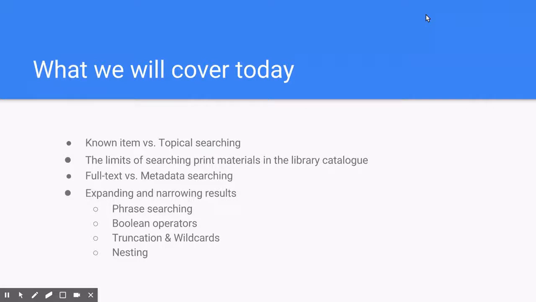What we're going to learn today, we're going to make the distinction between known item versus topical searching because what you're searching for sometimes dictates how you search for it. We're going to discuss briefly the limits of searching for print materials, particularly in the library catalog. You'll get the distinction of full text searching versus metadata searching. And most of what we will be spending our time on will be expanding and narrowing your results using various search techniques.